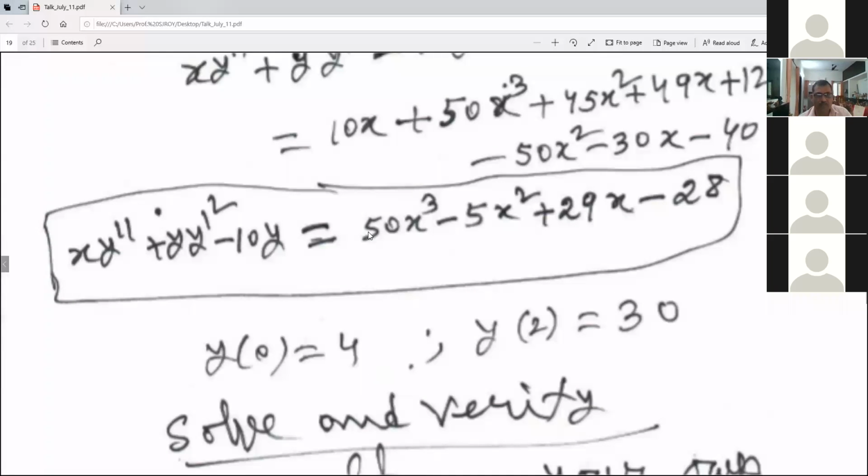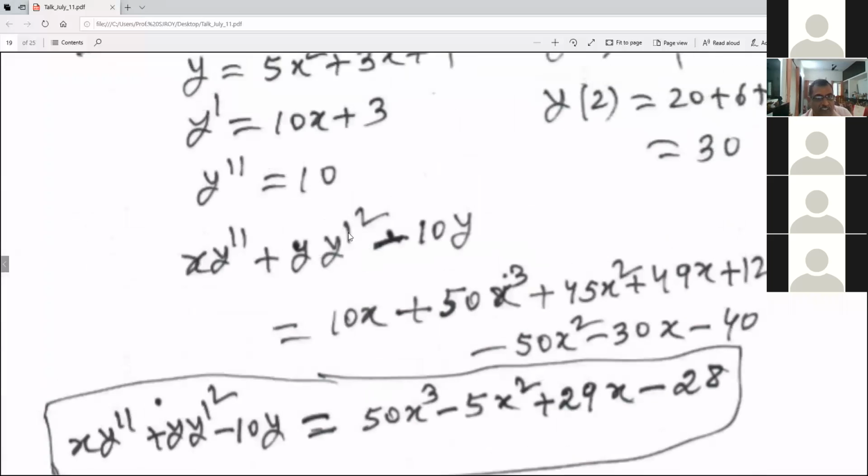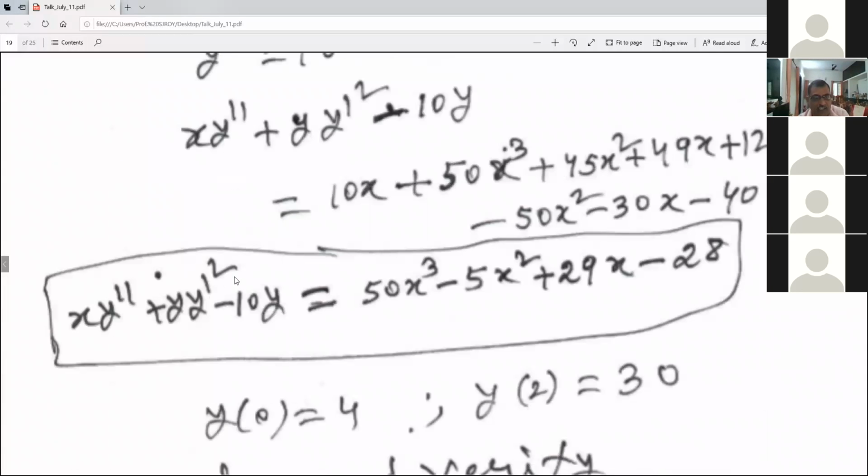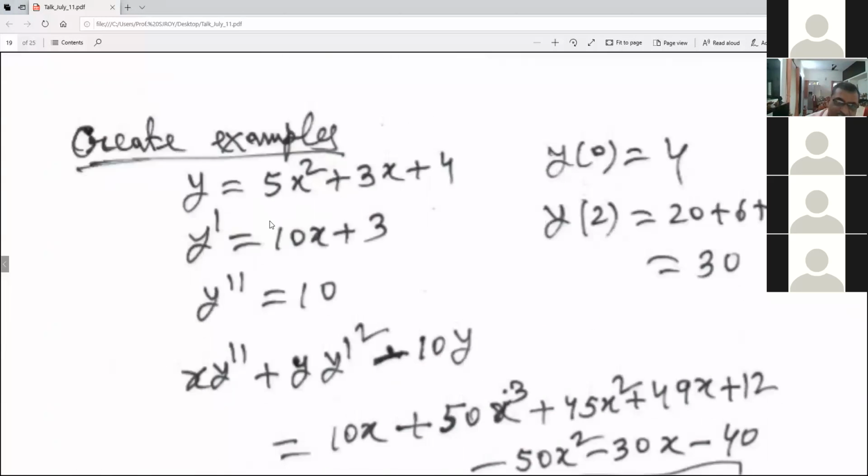Now you solve, and see whether you are getting back this equation. You may have more than one solution, because I have taken a second order equation, that too non-linear. We don't know whether the solution is unique or not. So you can create a linear equation also.